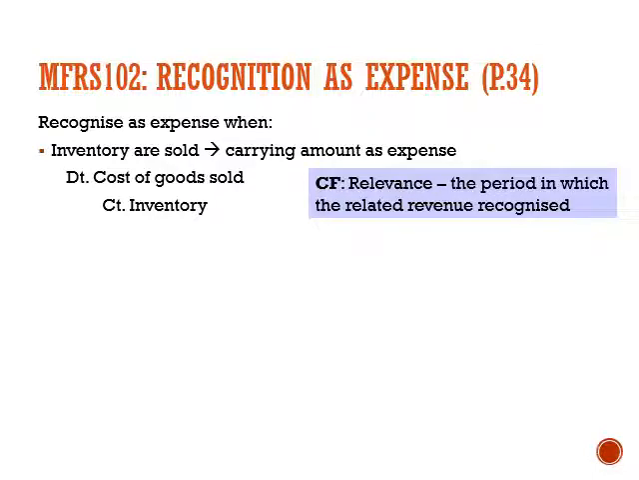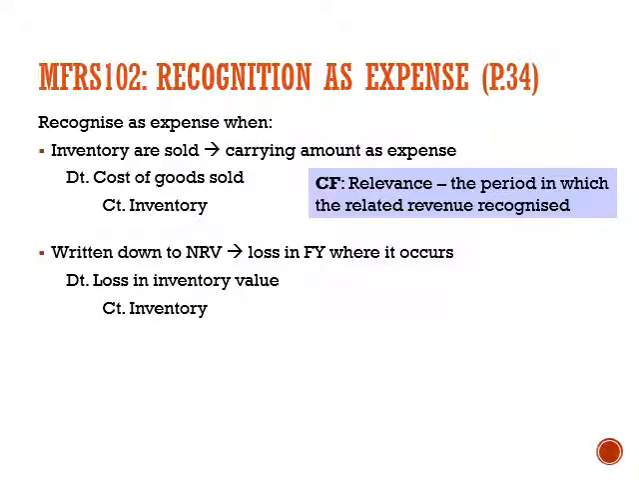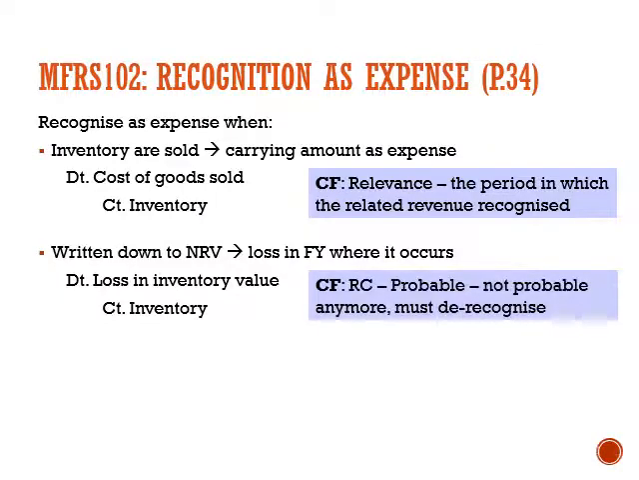Another situation where we shall recognize inventory as expense is when we reduce the value of inventory from cost to NRV. So part of the value of inventory will be recognized as loss in inventory as expense, and again, it shall be recognized in the same period when the write-down or loss occurs. The reduction in value of inventory also denotes that the portions of the cost are not probable to be realized anymore.